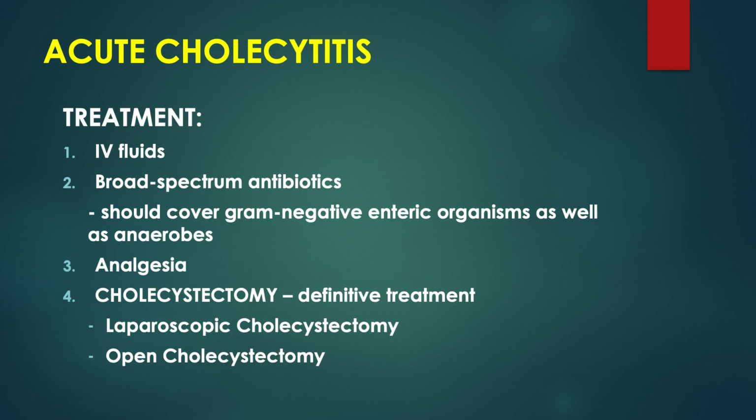Patients who present with acute cholecystitis should receive IV fluids, broad-spectrum antibiotics, and analgesia. The antibiotics should cover gram-negative enteric organisms as well as anaerobes. Although the inflammation in acute cholecystitis may be sterile in some patients, it is difficult to know who is secondarily infected. Therefore, antibiotics have become a standard part of the initial management of acute cholecystitis in most centers. Cholecystectomy is the definitive treatment for acute cholecystitis, and it could either be laparoscopic cholecystectomy or open cholecystectomy.